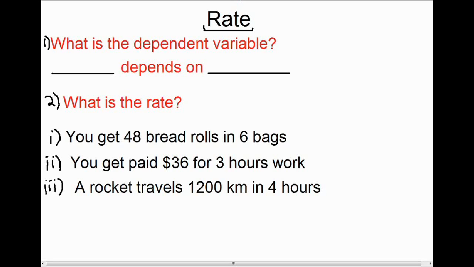So fill in the blank of what depends on what for each one, and then using ratios, determine the rate for each one of these 3 examples. If you're able to do that, congratulations, you now have a firm understanding of an introduction to rate.